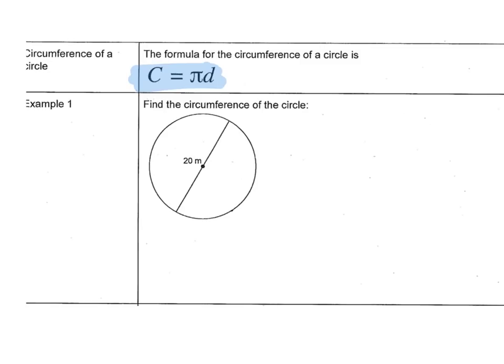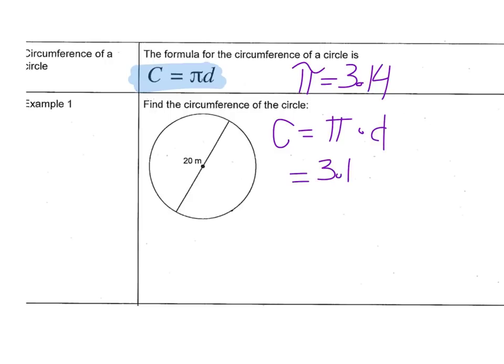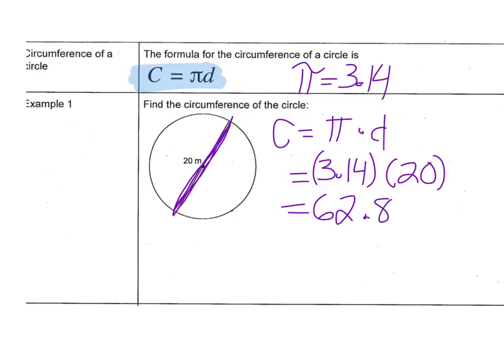So knowing that C equals pi times the diameter, remember that pi is 3.14. I substitute in 3.14 for pi. And what's my diameter? It goes all the way across. So that's my diameter, it's 20. So I take 3.14 times 20. I get 62.8 meters was my units. So that is my circumference.